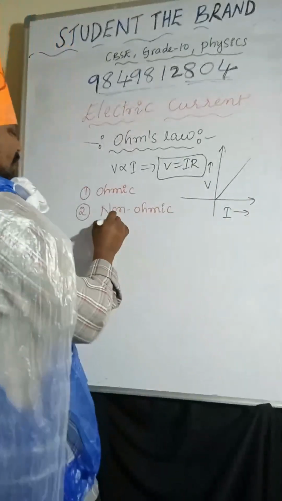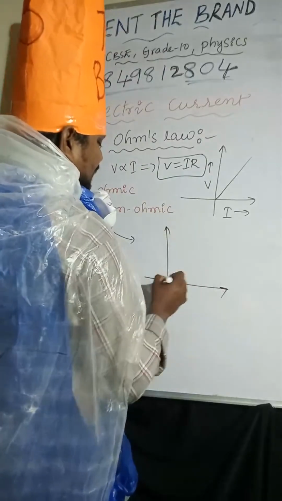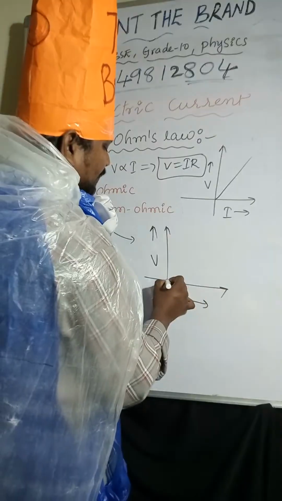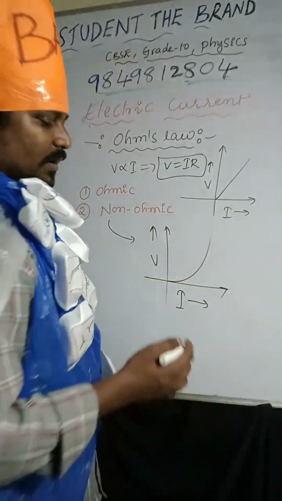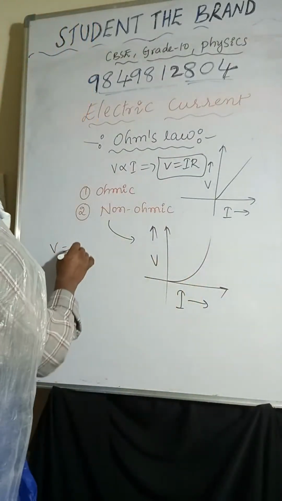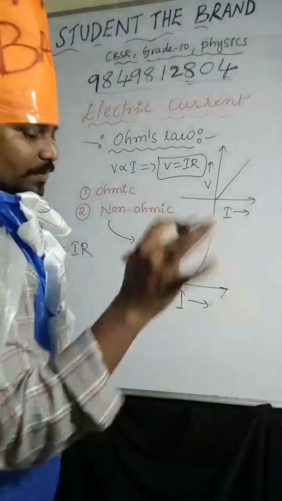Okay, so here I'm taking the graph like this, V on the y-axis, I on the x-axis. The graph is a curve. Now we know that V equals IR, so it is also applicable for non-ohmic conductors.